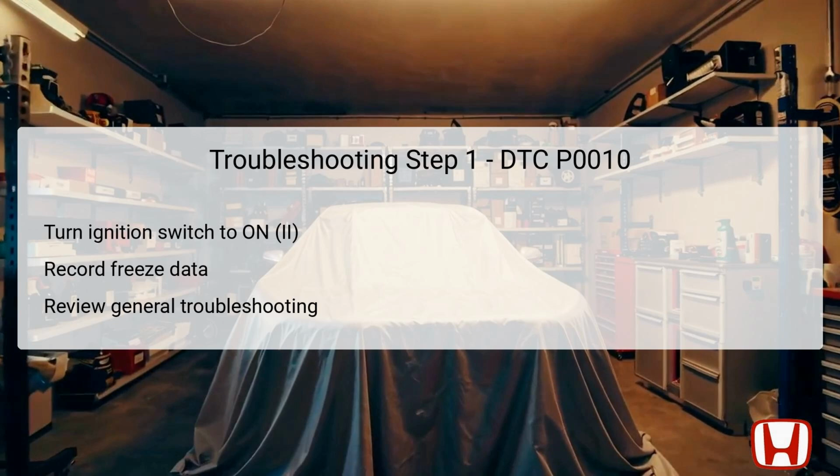Additionally, reviewing the general troubleshooting information specific to this error code helps establish a systematic approach to diagnosing the issue. This can include checking for any previously recorded data or snapshots that may indicate patterns or recurring issues related to the VTC system. Taking these preliminary steps lays a vital foundation for the troubleshooting process that follows.